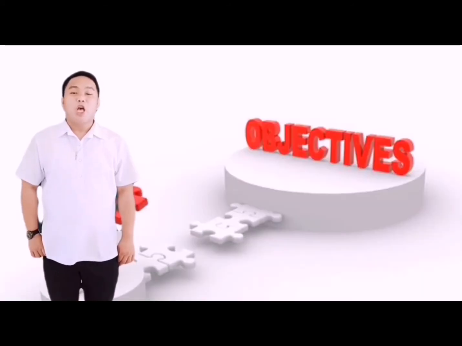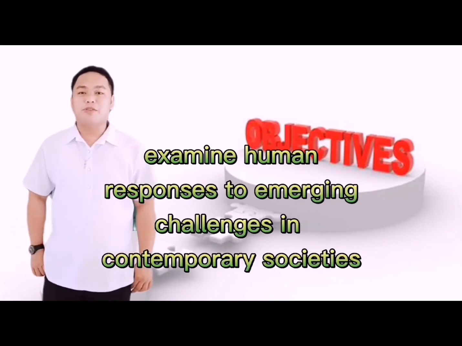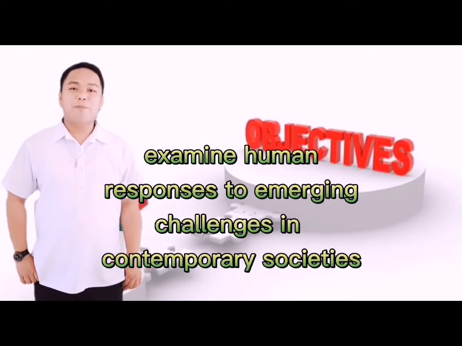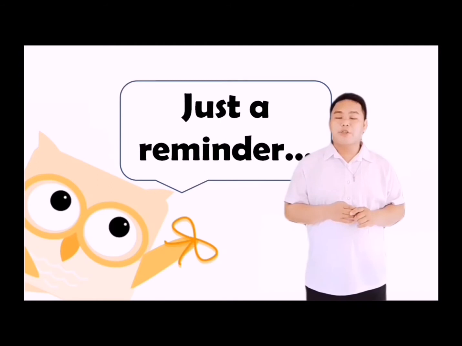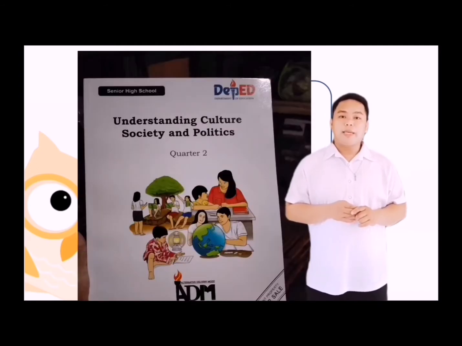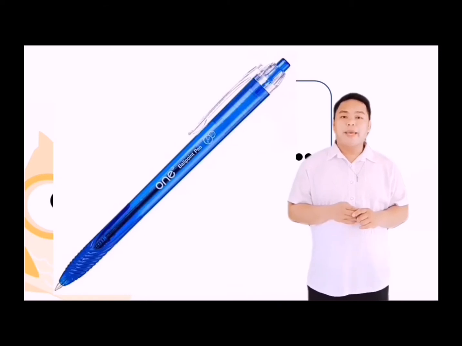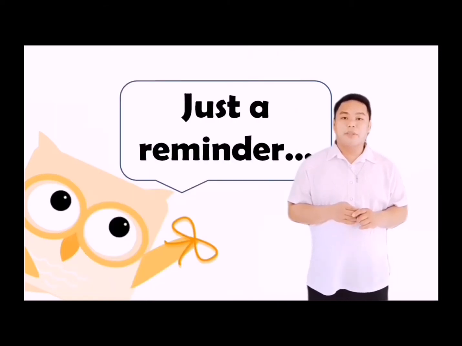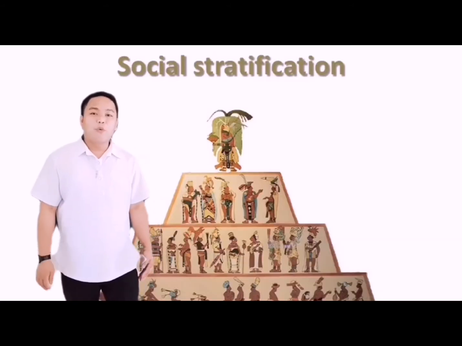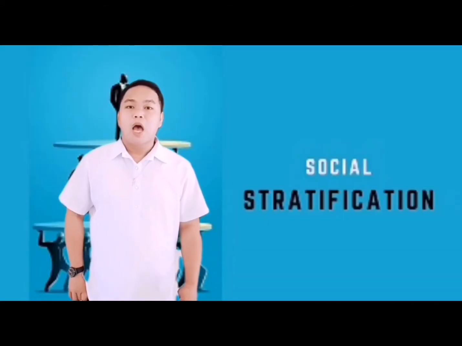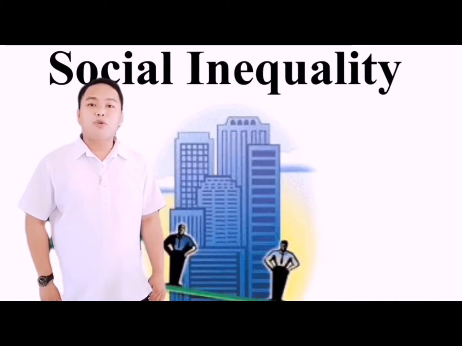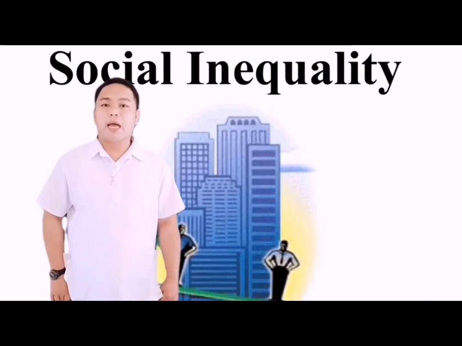At the end of the lesson, you should be able to examine human responses to emerging challenges in contemporary societies. Before we start our discussion, you need to prepare your module in Understanding Culture, Society, and Politics, Quarter 2, Module 6. You also need your ballpen to be able to answer all of the activities included in the module. Before we proceed, let us go back to some of the important concepts about society, on social stratification and social inequality, which relate to our discussion.